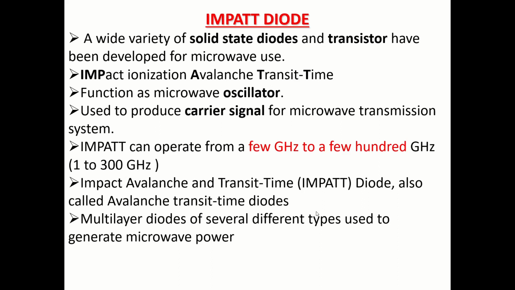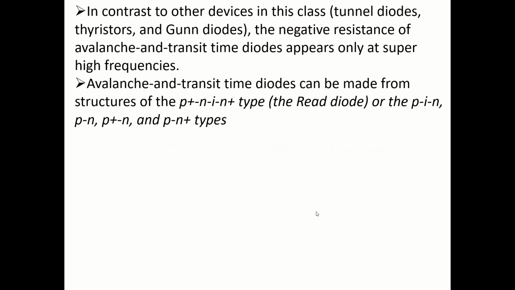IMPATT can operate from a few gigahertz to a few hundred gigahertz, that is from 1 to 300 gigahertz. The IMPATT avalanche transit time diode is also called an avalanche transit time diode. Multi-layer diodes of several different types are used to generate microwave power. In contrast to other devices in this class, the negative resistance of avalanche transit time diodes appears only at super high frequencies. Avalanche transit time diodes can be made from the structure P plus NIN plus type or PIN, P plus minus N and P minus N plus type materials.